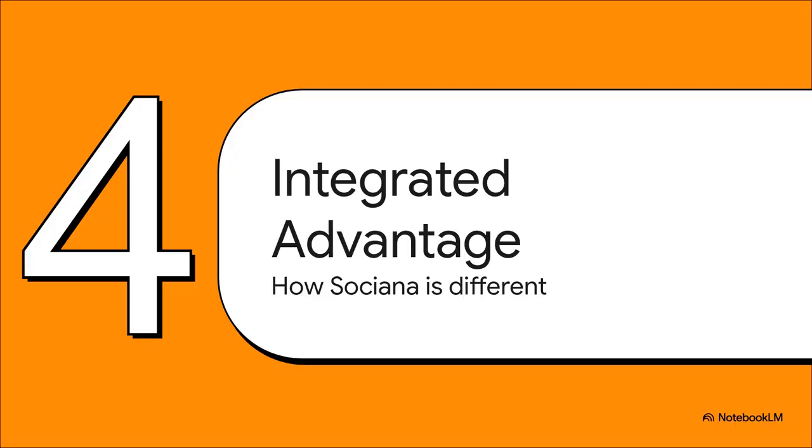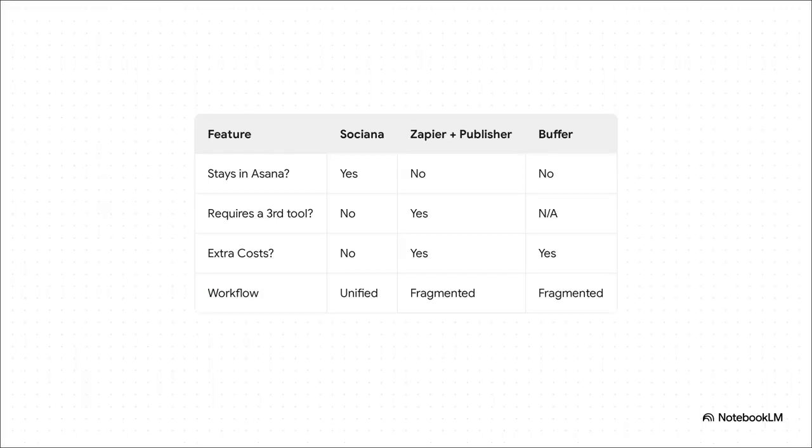All right, so how does this all-in-one approach really stack up against the other tools out there? Let's put Sociana head-to-head with some of the common alternatives and see what really makes it stand out. Okay, the biggest difference is right there in that first line. Stays in Asana. Sociana is the only one that gets a yes. The other solutions, they either make you use a whole separate publishing tool, which means more money and more hassle, or they force you to leave Asana completely. And that really is the key difference, isn't it? A unified workflow versus a broken, fragmented one.